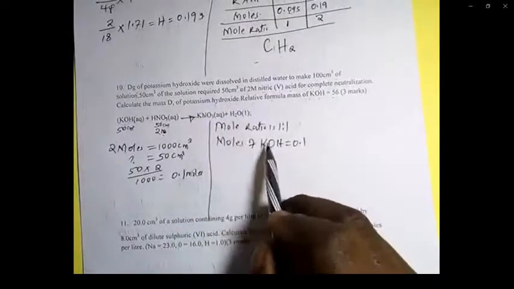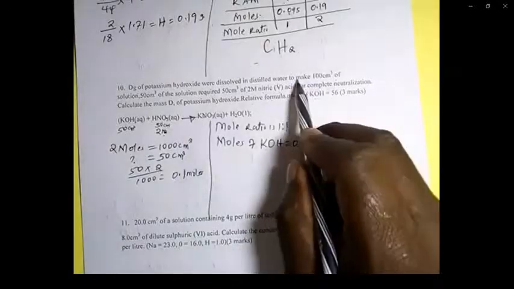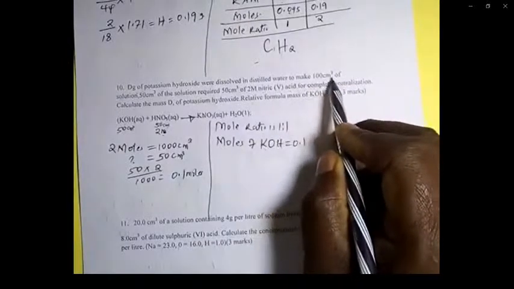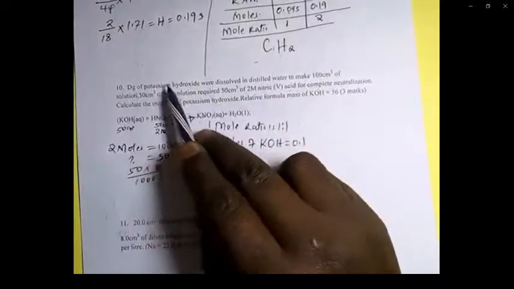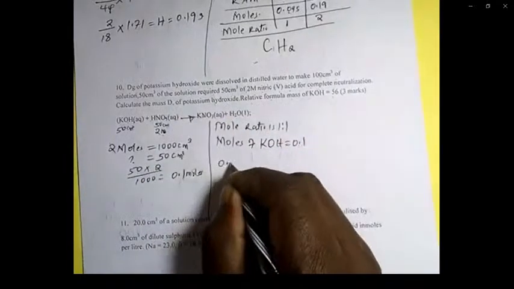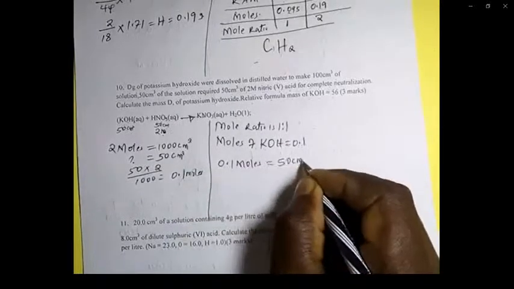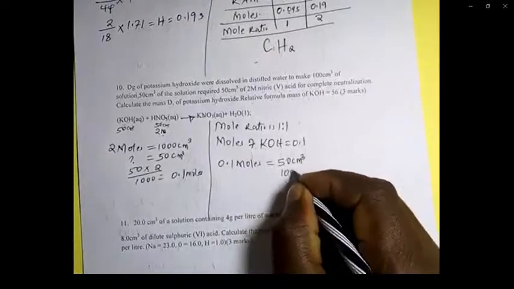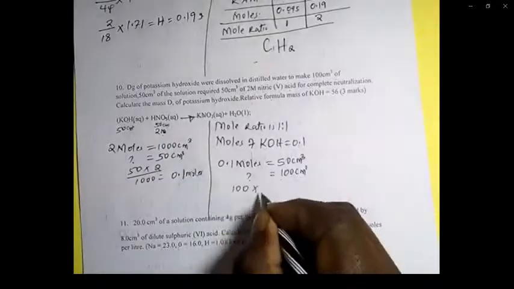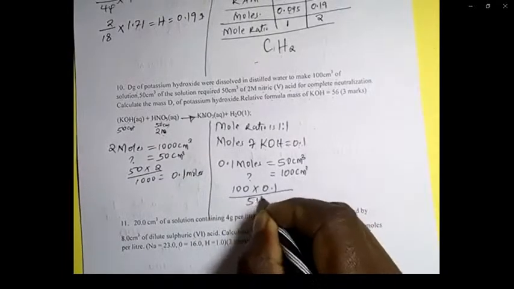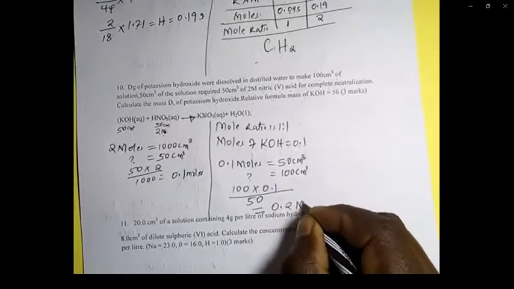So 50 centimeters cube of potassium hydroxide contains this number of moles, but the solution that was prepared is 100 centimeters cube. So let us get the number of moles in 100 centimeters cube of solution D, which is potassium hydroxide. We say 0.1 is the number of moles contained in 50 centimeters cube. What about 100 centimeters cube of the solution? It is 100 times 0.1 divided by 50, and this gives us 0.2 moles.